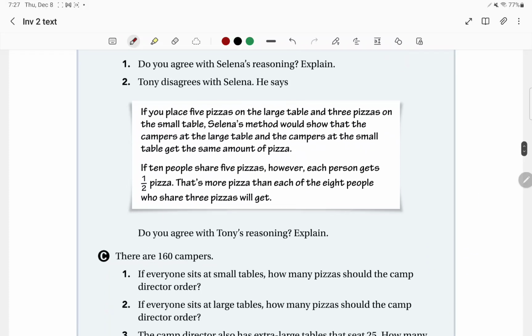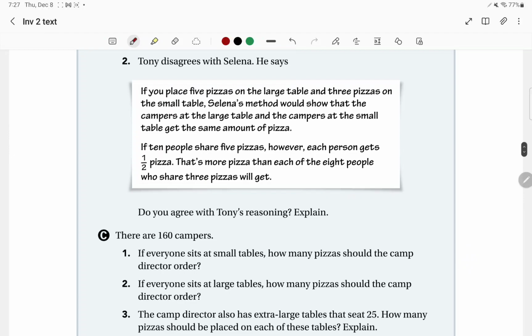Now let's take a look at number 2. So Tony disagrees, which rightfully he should. Tony says this: if you place 5 pizzas at the large table and 3 pizzas at the small table, Selena's method will show that the campers at the large table and the campers at the small table will get the same amount.